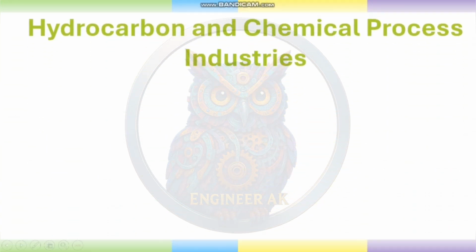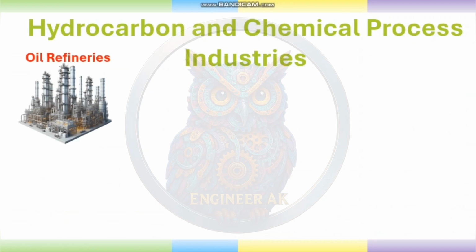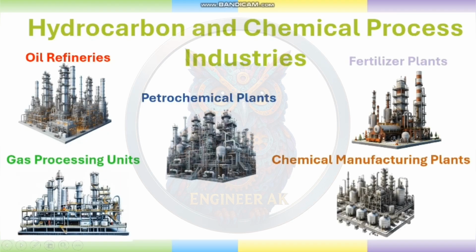Now moving forward, here I have mentioned some of the chemical process and hydrocarbon industries. It includes oil refineries, petrochemical plants, gas processing units, chemical manufacturing plants, or fertilizer plants.